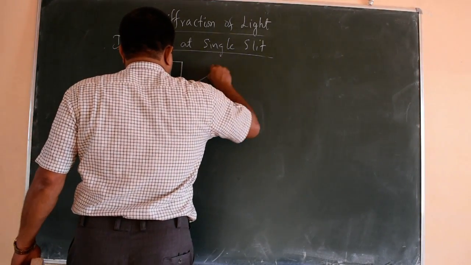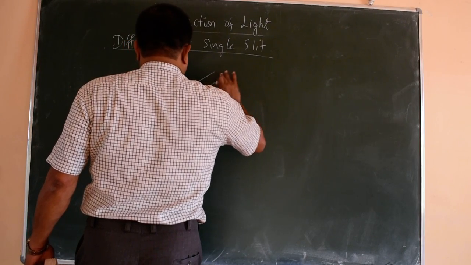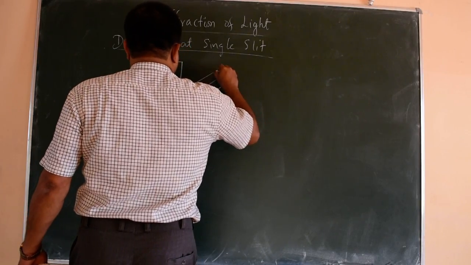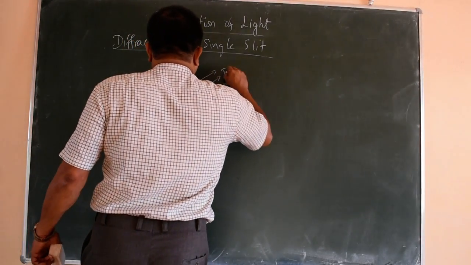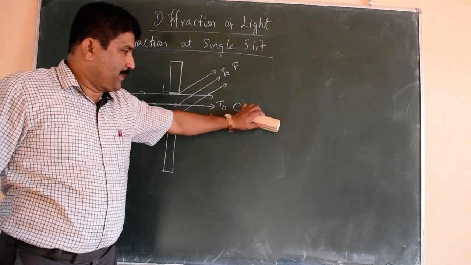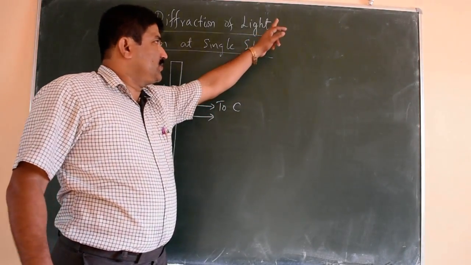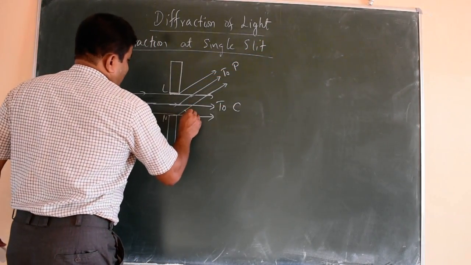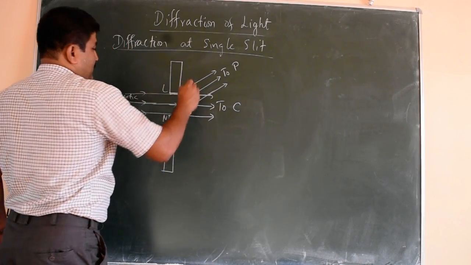And the light undergoes diffraction. So that also you have to show here. Light undergoes diffraction, so here it goes this way. And diffracted light goes to various points on the screen. So this is to point P. Point P may be a bright or dark region, so it depends upon the path length conditions to reach the point P on the screen. This angle is called the diffraction angle, angle of diffraction. It is the same here, angle of diffraction.